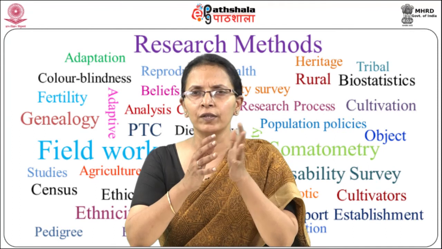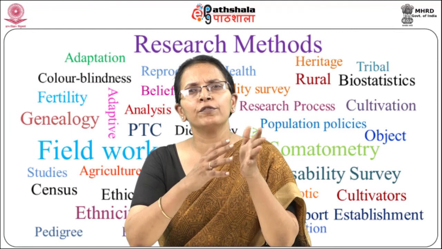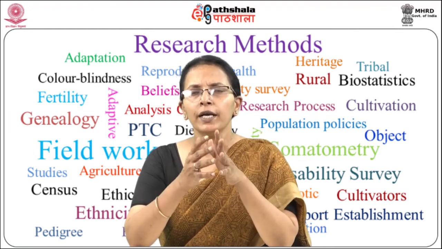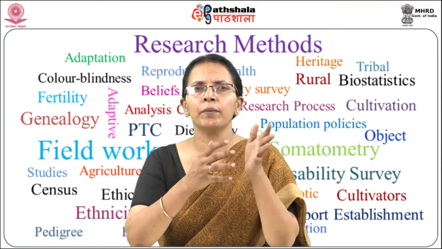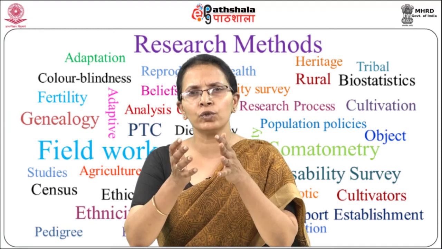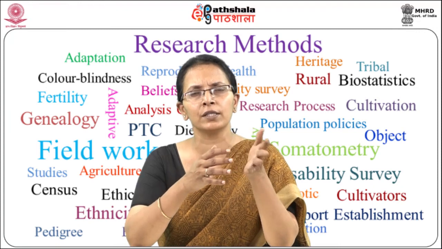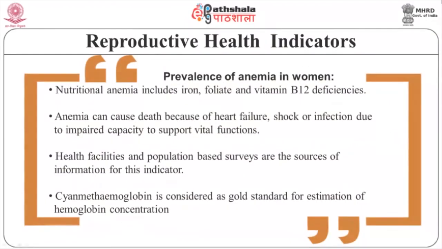Now let's have a look at the prevalence of anemia among women of reproductive age. This refers to all women aged 15 to 49 years. Anemia is a disorder characterized by a blood hemoglobin concentration lower than the defined normal level and is usually associated with a decrease in the circulating mass of red blood cells, that is RBCs. Nutritional anemia includes iron, folate and vitamin B12 deficiencies. Anemia can cause death because of heart failure, shock or infection due to impaired capacity to support the vital functions.